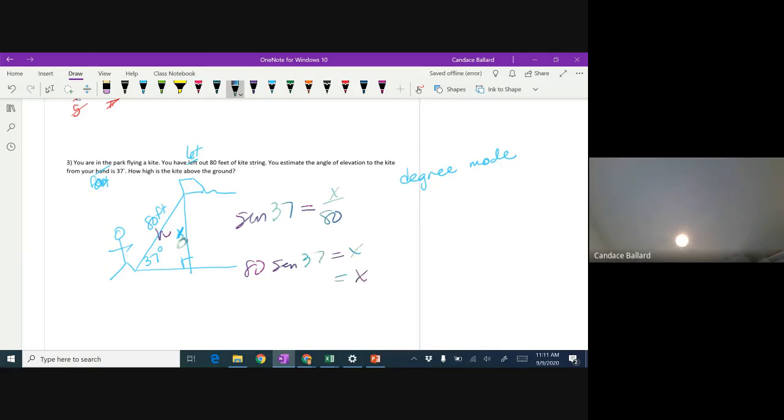And when I hit the buttons on my calculator, I got 48.145. And remember, you do need to be accurate to 3 decimal places, okay? Always, even if it doesn't say it, okay? And then we would label this in feet.